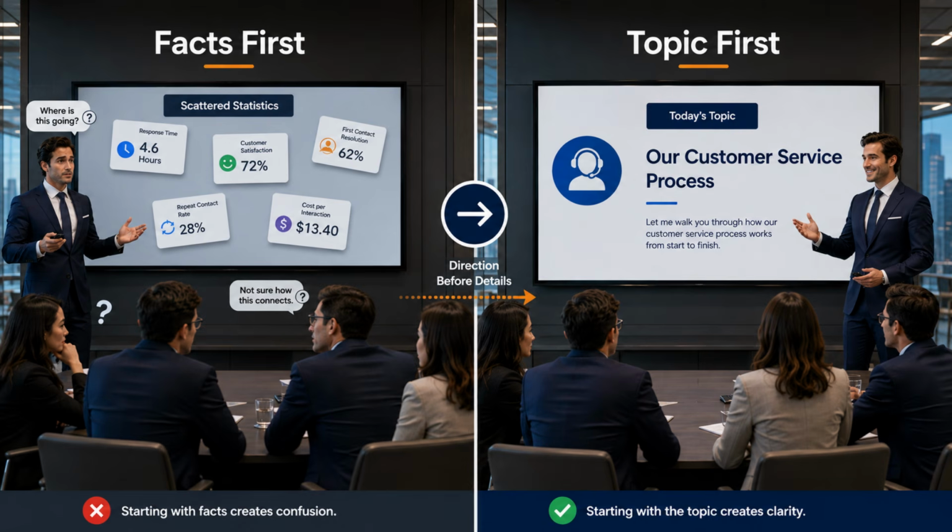Teaching note. Everyone now knows the topic. A common mistake is starting with facts before introducing the subject. Always establish the topic first.